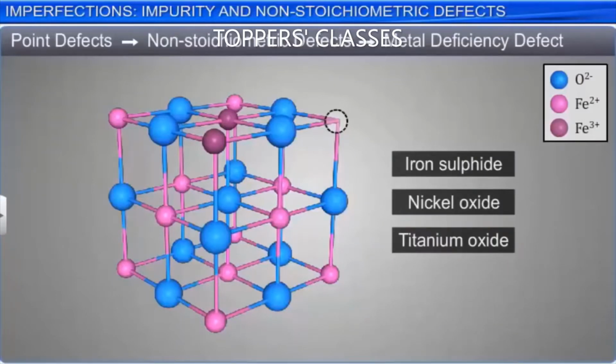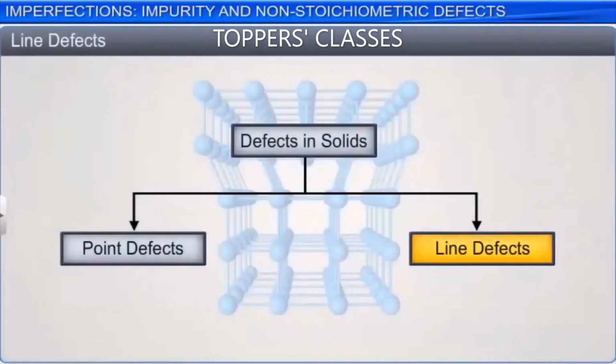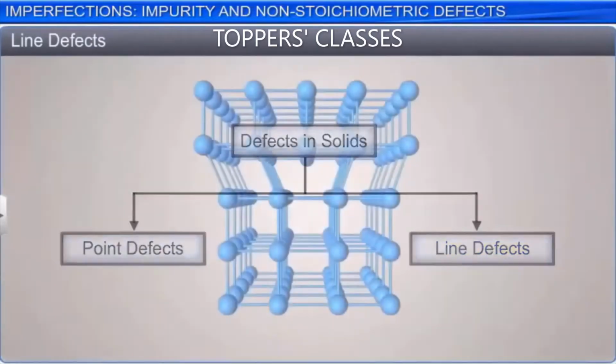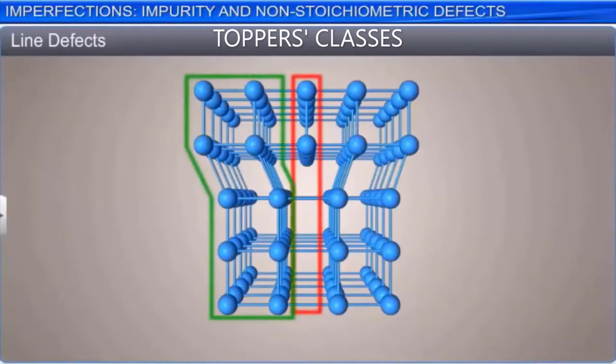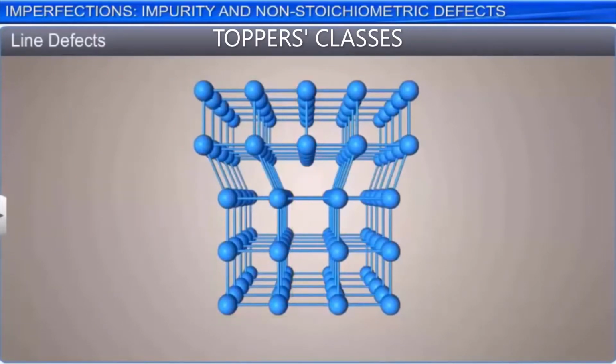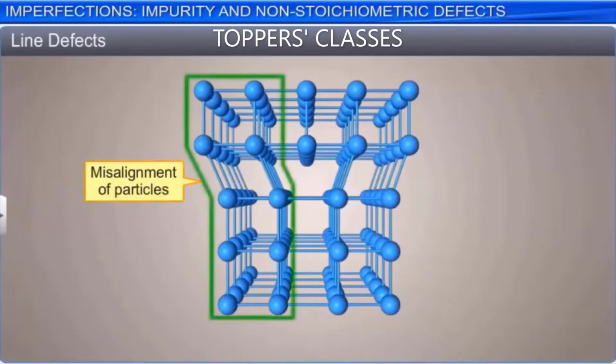Line defects are the irregularities or deviations from the ideal arrangement in entire rows of lattice points. These arise mostly due to the misalignment of particles or the presence of vacancies along a line.